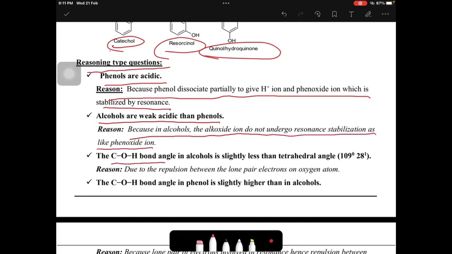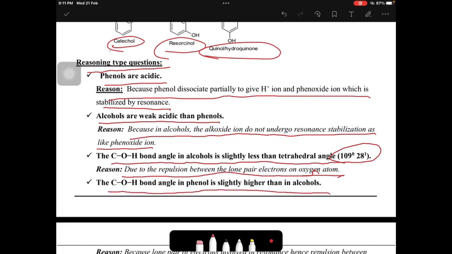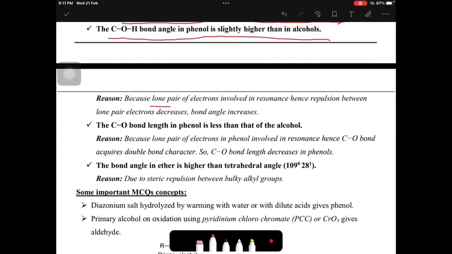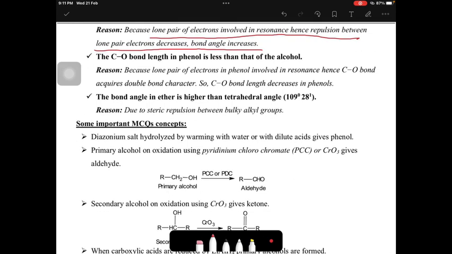The C-O-H bond angle in alcohol is slightly less than the tetrahedral angle 109.28 degrees due to the repulsion between the lone pairs of electrons on the oxygen atom. The C-O-H bond angle in phenol is slightly higher than in alcohol because the lone pair of electrons is involved in resonance, hence repulsion between the lone pairs decreases and bond angle increases.